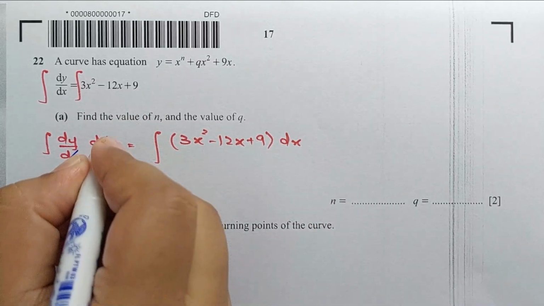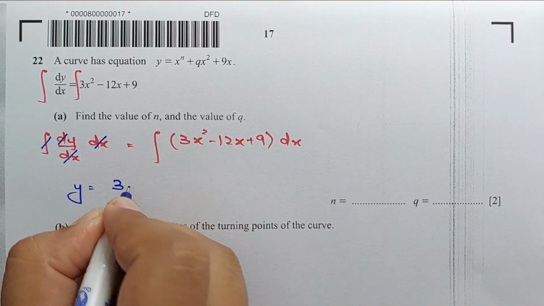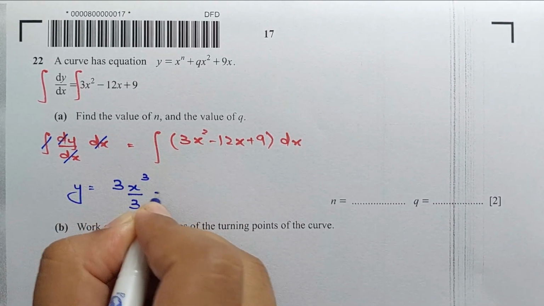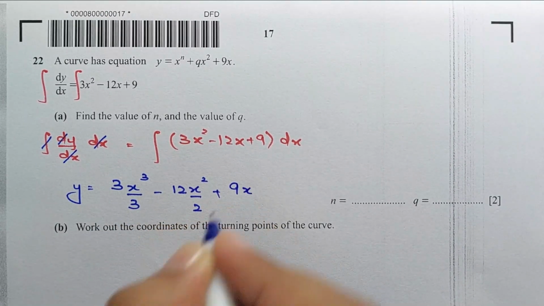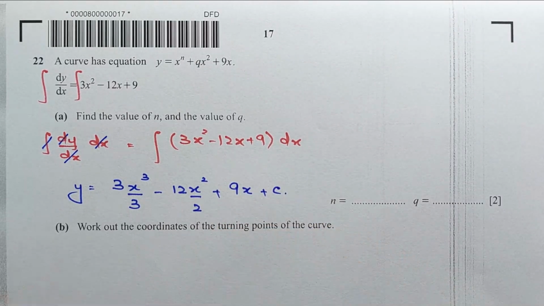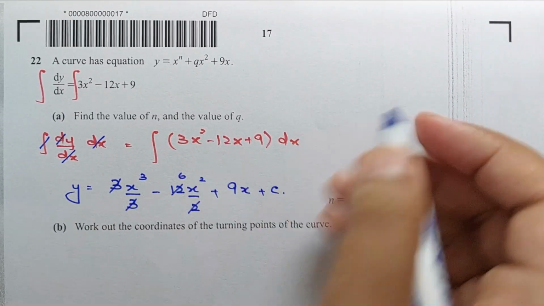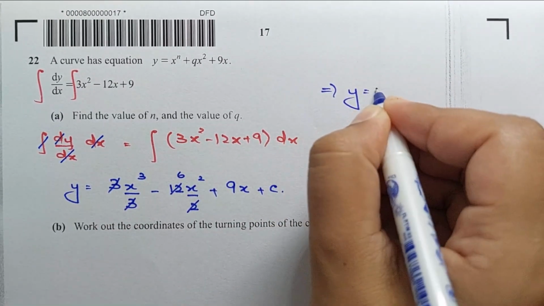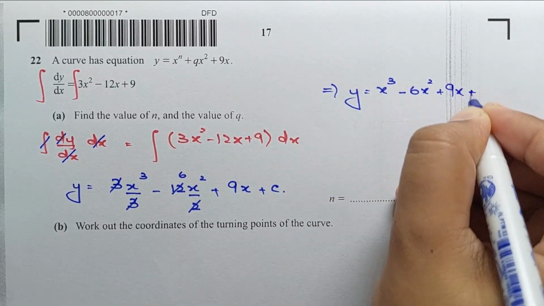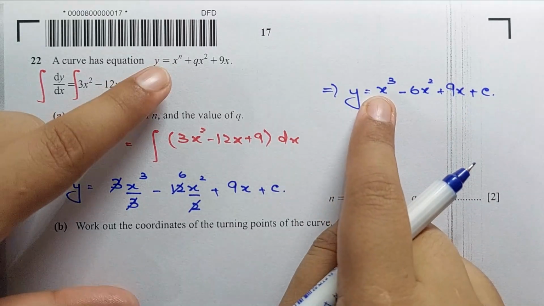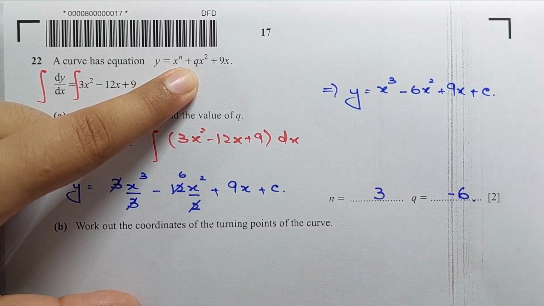Now you can see the derivative is cancelled with the integral. You have y equals 3 times x to the power 3 over 3, minus 12 times x to the power 2 over 2, plus 9x, plus some constant of integration. So 3 is cancelled with 3, 12 over 2 is 6, and we have 9. So the curve is y equals x cube minus 6x square plus 9x plus some constant. So n is 3, and for qx square, q is negative 6.